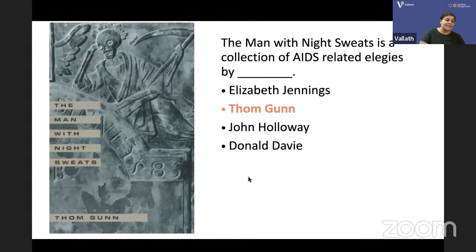He was a part of the Movement. On the Move, Man, You Gotta Go. That's a very famous poem by Thom Gunn, prescribed in universities. Yes. Shweta is showing the picture of Thom Gunn also. Very good. Donald Davie and Elizabeth Jennings are also part of the Movement.